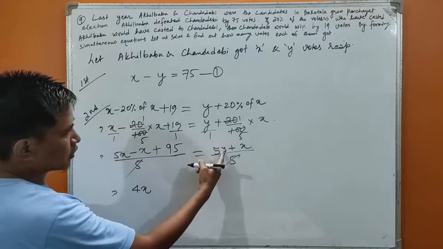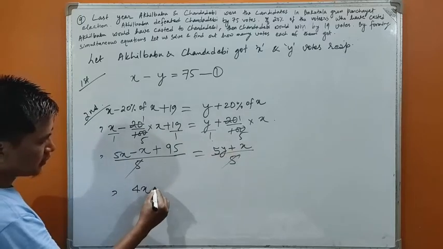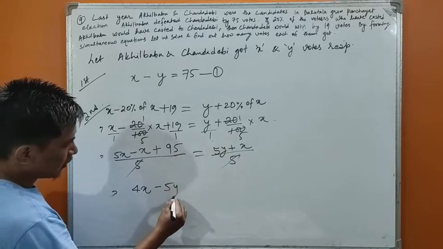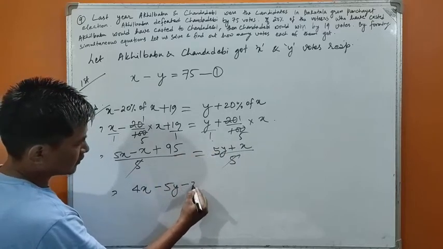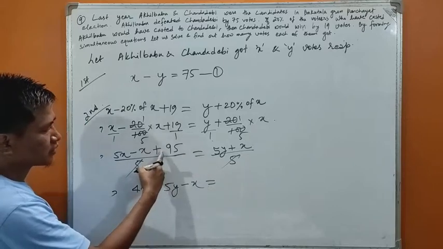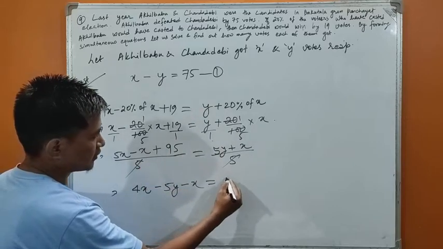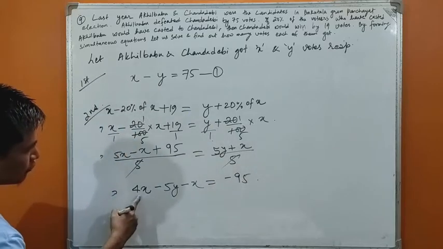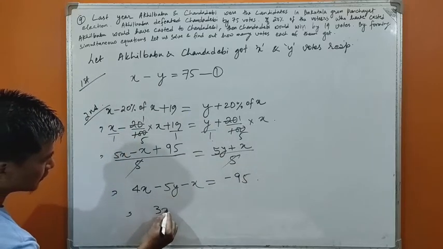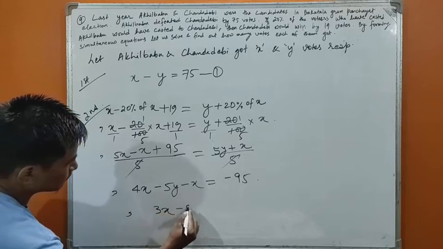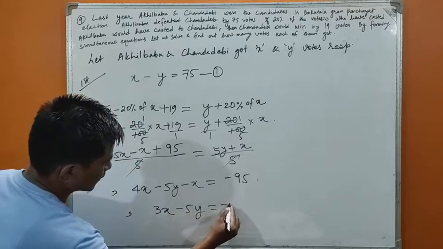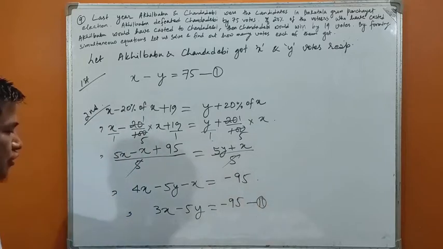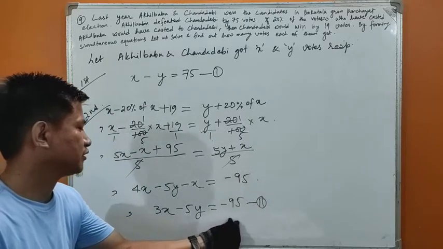So let us bring this plus 5Y and plus X to the left hand side. Plus 5Y becomes minus 5Y and plus X becomes minus X, equals to, let us take this plus 95 to the right hand side, becomes minus 95. So 4X minus X is 3X minus 5Y equals minus 95. This is equation 2.